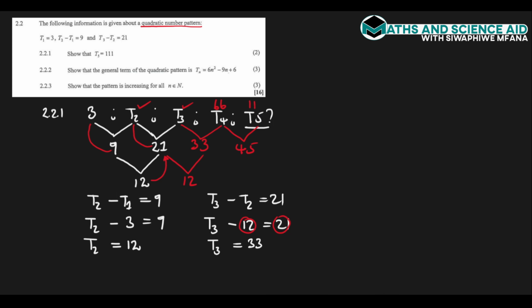That will be 111. Therefore, T5 is equal to 111. Okay? So that's how we can work this out. Moving on to the next question.